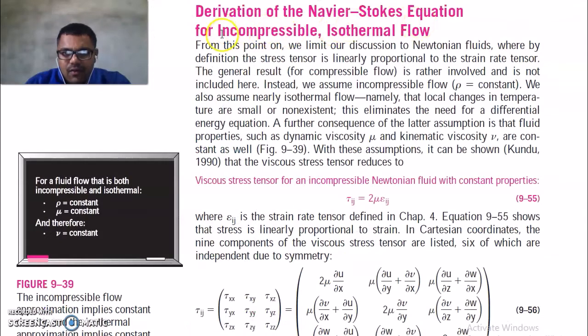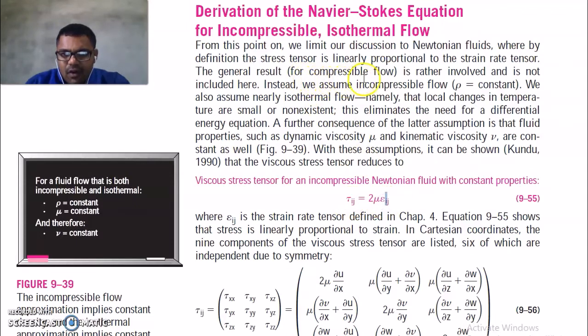Derivation of the Navier-Stokes equation for incompressible isothermal flow. We limit our discussion to Newtonian fluid, whereby the definition of the stress tensor is linearly proportional to the strain rate tensor. So your stress is proportional to the strain rate tensor. These two are tensor quantities. So here stress is proportional to strain.